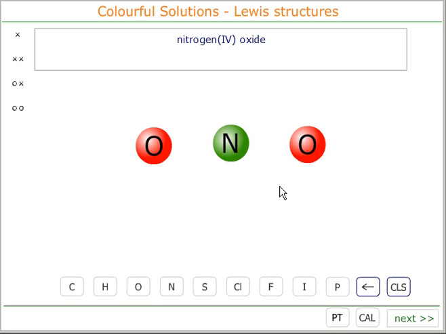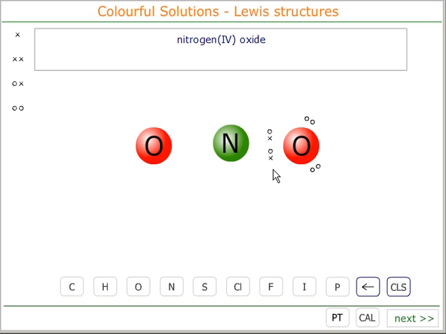Nitrogen is in group 5. It starts off with 5 electrons in the outer shell. Oxygen is in group 6. For this oxygen to be satisfied, it must share 2 pairs of electrons. It also has its own 2 lone pairs, and that makes up the 8 electrons around this oxygen. This oxygen then is now satisfied with a full octet of electrons.